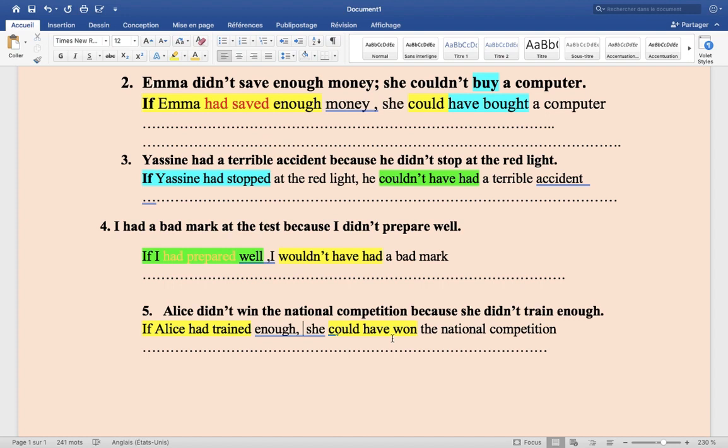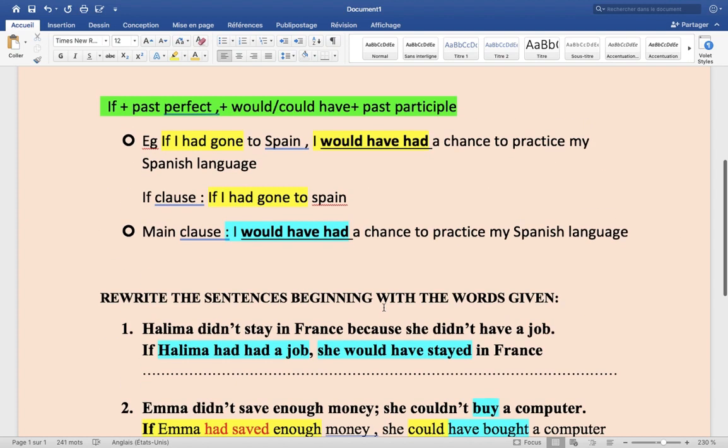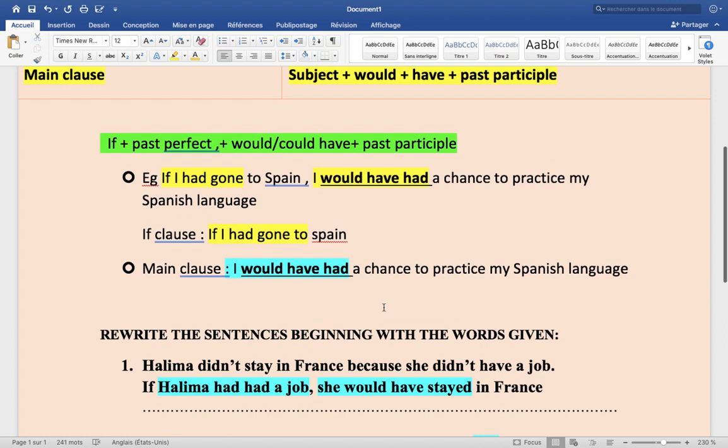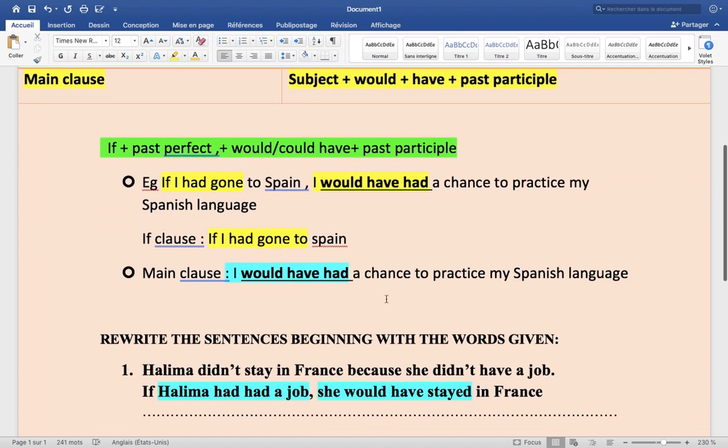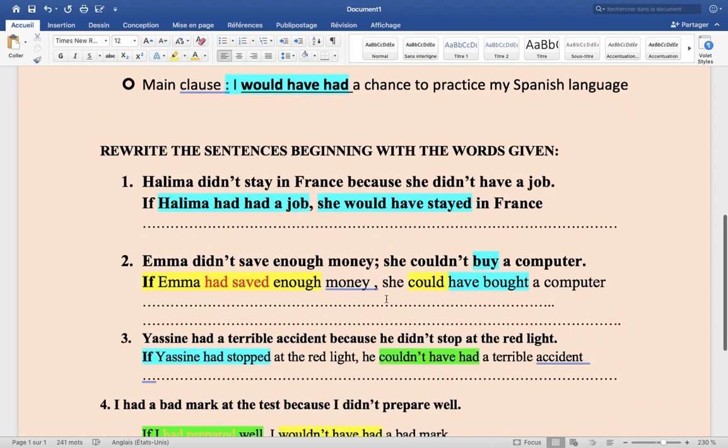So this is what we have right now. I think it's easy to understand. It's not a complicated lesson. Try to revise the rules or memorize the rule: if plus the past perfect, plus would, could have plus the past participle.